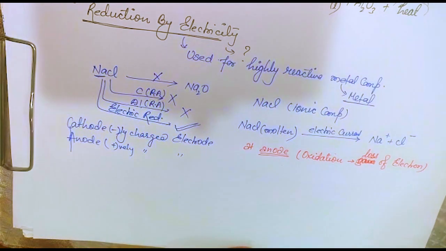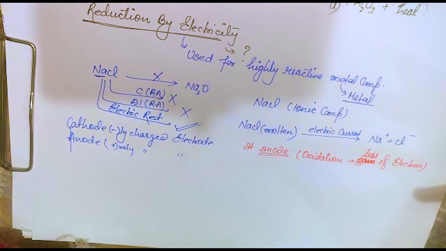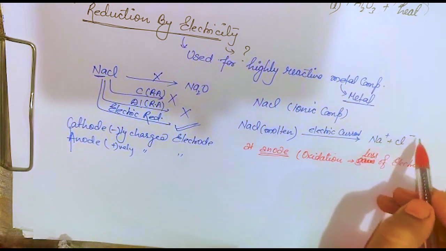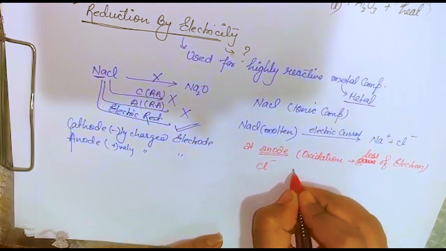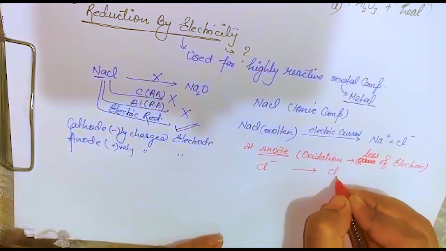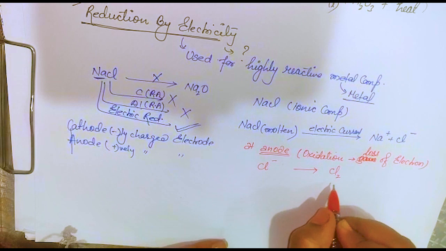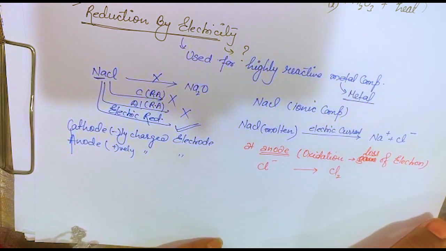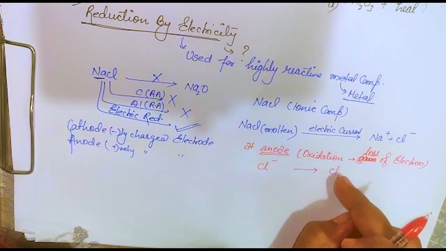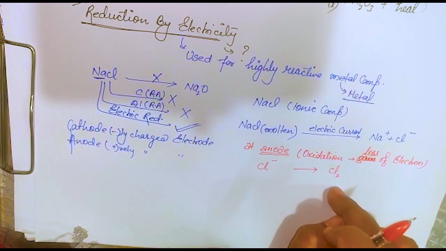So what will happen? Out of these two, which one will lose? We know that the one which has taken extra electron, that will lose, isn't it? So out of this, Cl is having extra electron. So this Cl will lose the electron to form Cl2. Why am I writing Cl2 over here? Because chlorine is a gas, and gas never exists in atomic form. It always exists in molecular form, isn't it?